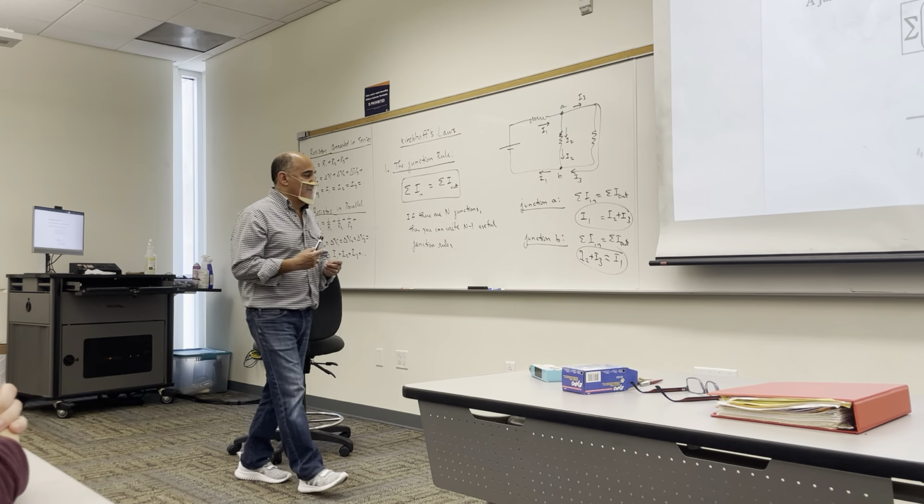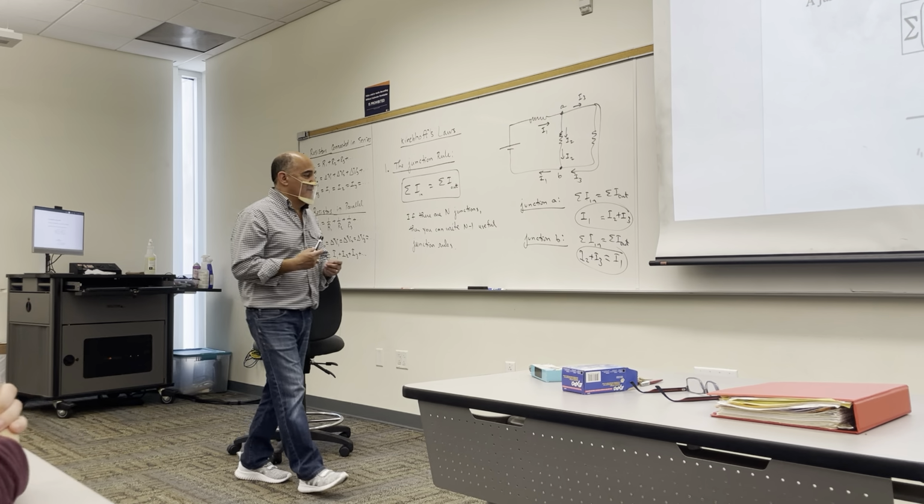So I have 3 unknown currents. I need to find I1, I2, and I3. So my goodness, I gotta solve 3 equations for 3 unknowns. So how many junctions are there? 2. How many useful junction rules can I write down? 1. So I'm gonna start with the junction rule.